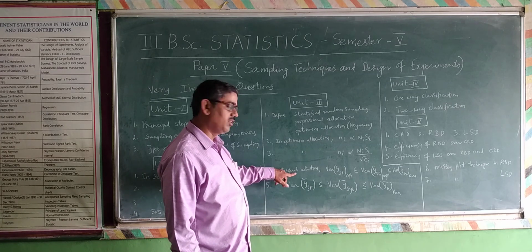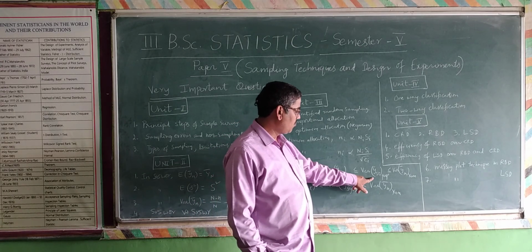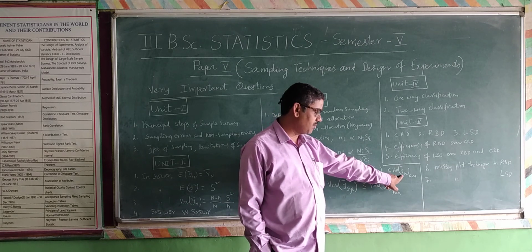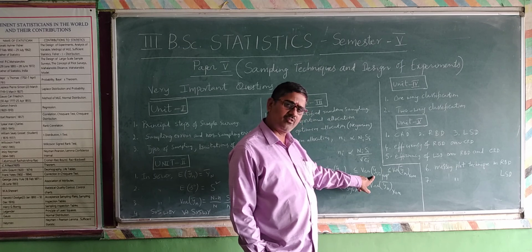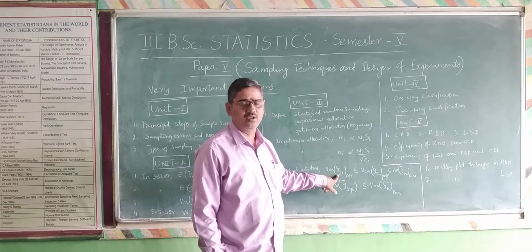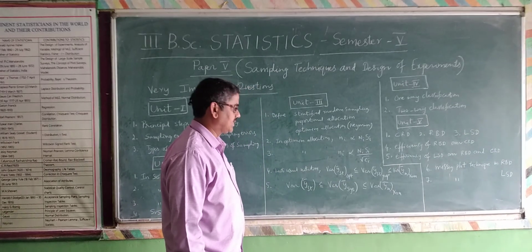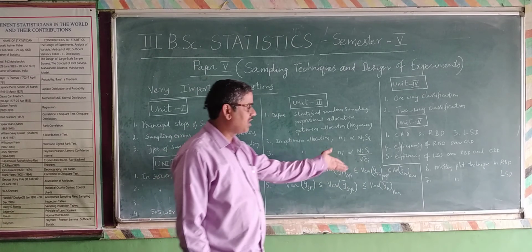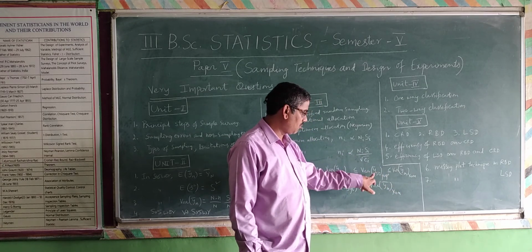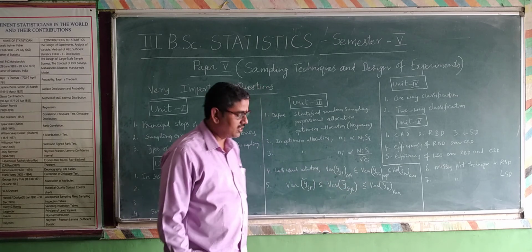These two are very important. The fourth one: with usual notation, prove that variance of y bar st optimum is less than or equal to variance of y bar st proportional, which is less than or equal to variance of y bar random. This compares simple random sampling, proportional allocation in stratified random sampling, and optimum allocation in stratified random sampling. The variance of sample mean we are comparing. Which variance is less? It may also be given as greater than or equal to: variance of y bar random is greater than or equal to variance of y bar st proportional, greater than or equal to variance of y bar st optimum. Of course, you can easily do it.